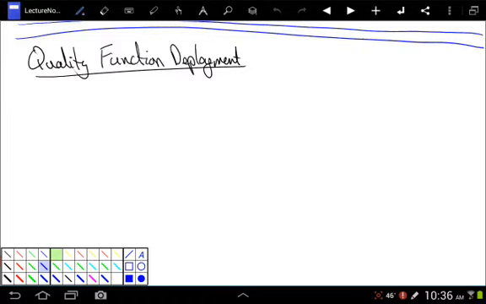Right, so today we're going to talk a little bit about something called quality function deployment. That doesn't mean a whole lot to you, but it's also known as the house of quality.